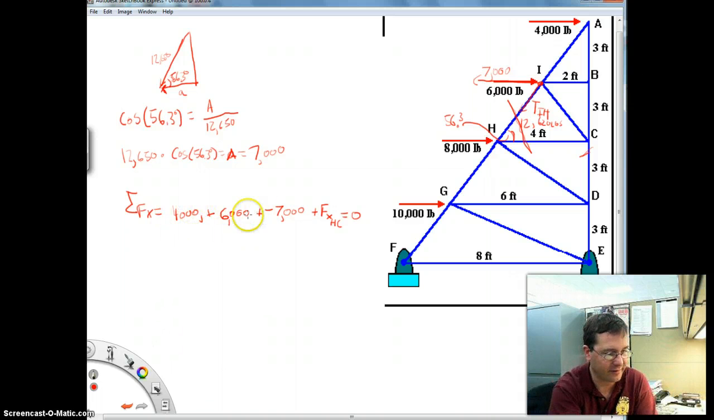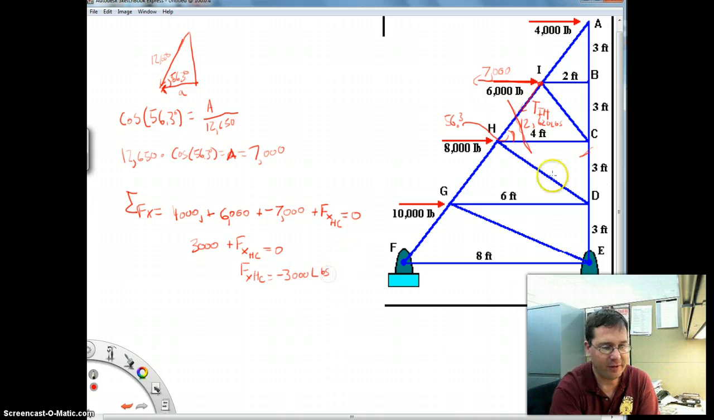So I look at this and I say I've got 10,000 positive, 7,000 negative. I say that I have 3,000 plus the force in the x direction in member HC equals 0, or the force in the x direction in member HC equals negative 3,000 pounds. So what does that mean? That means that member HC is pulling point C to the left with 3,000 pounds, or the fact that this is under tension. So we'd say tension of HC equals 3,000 pounds.